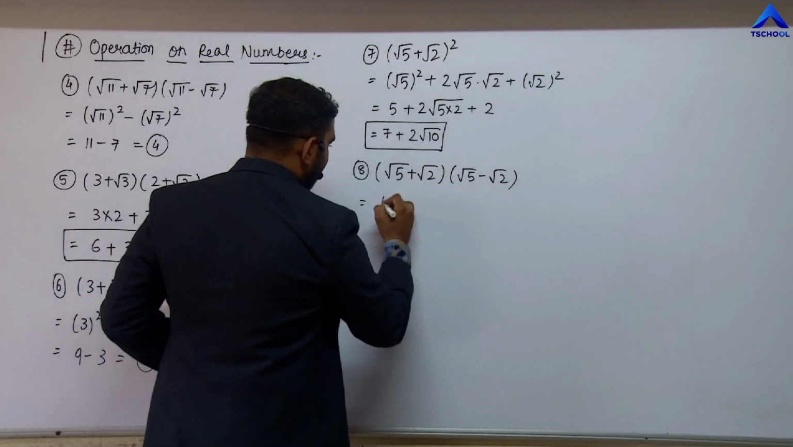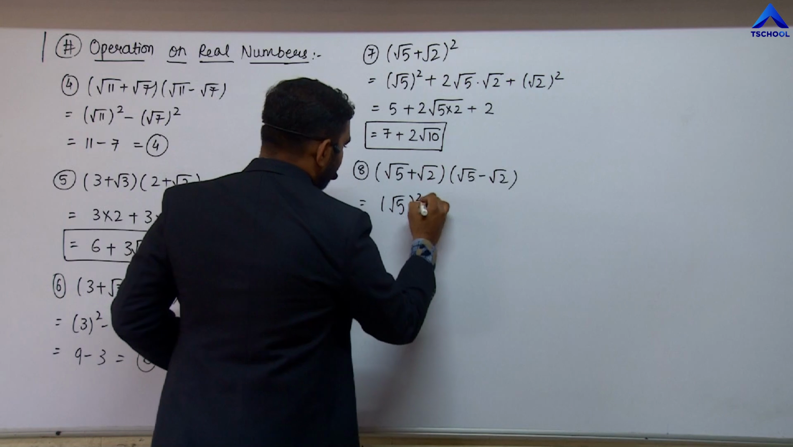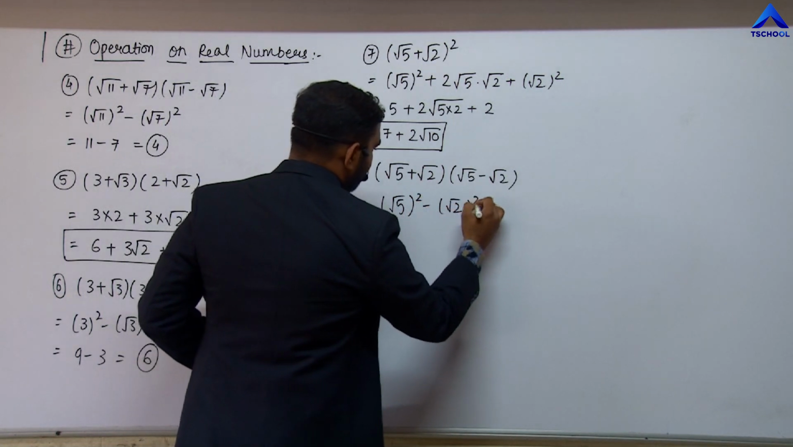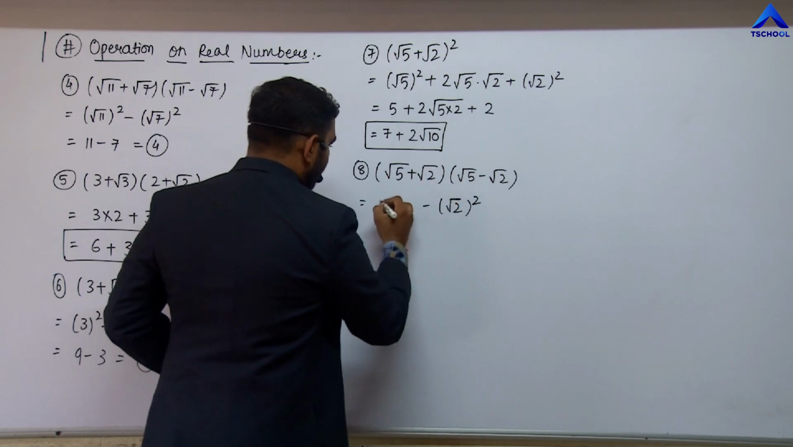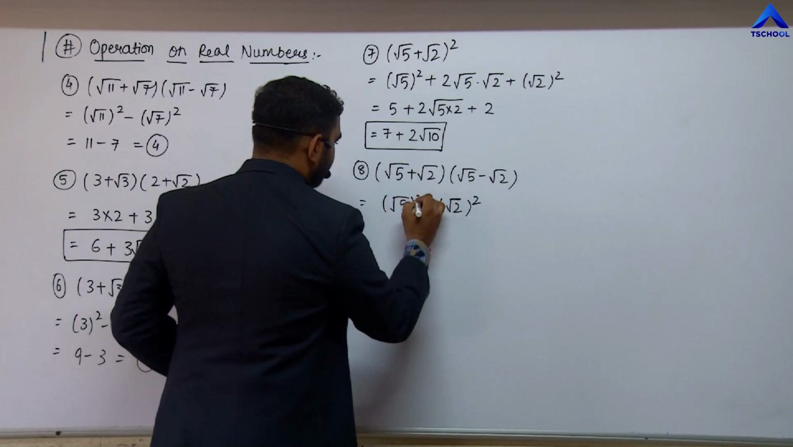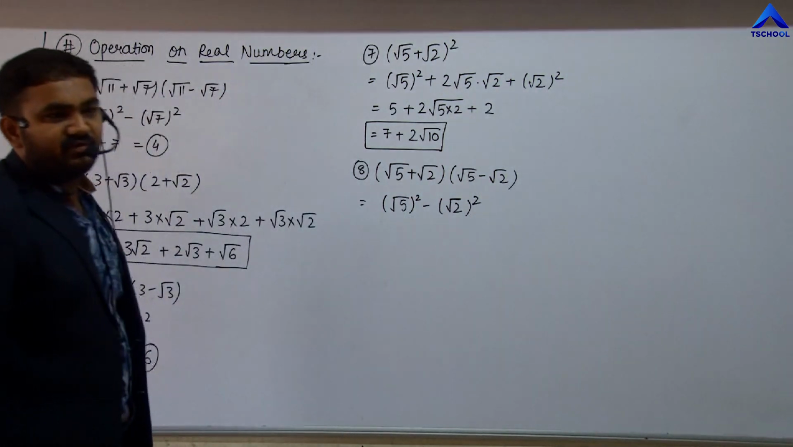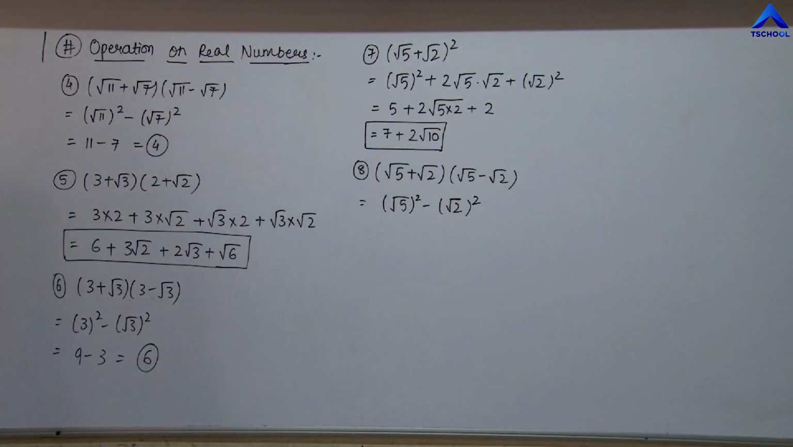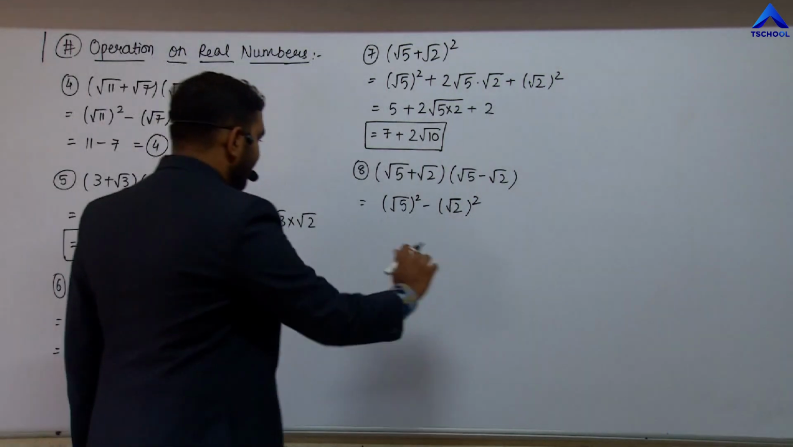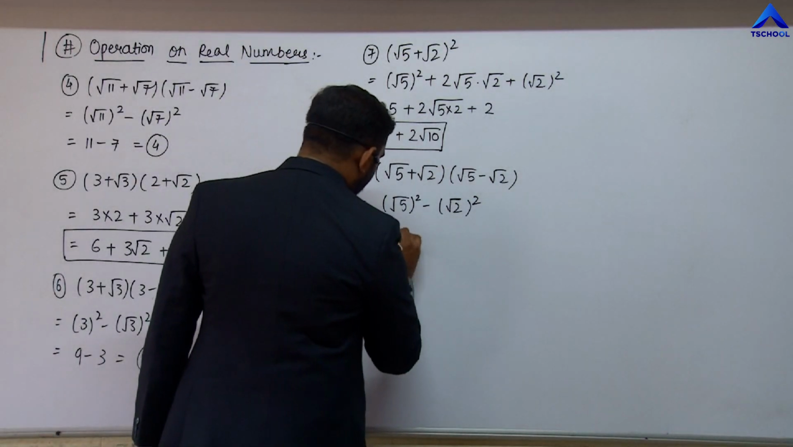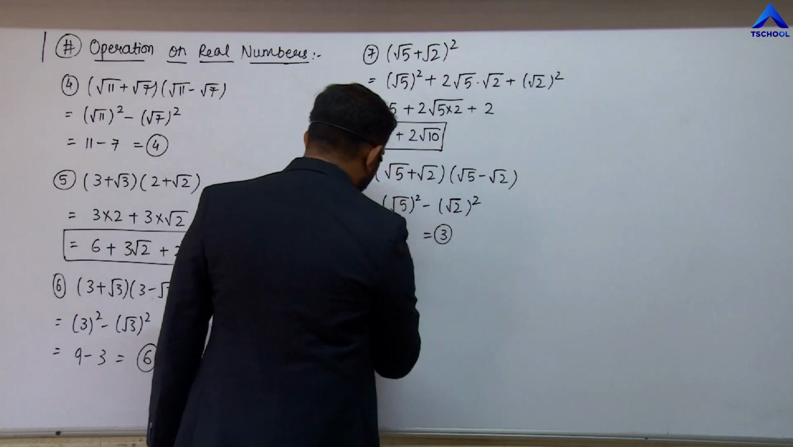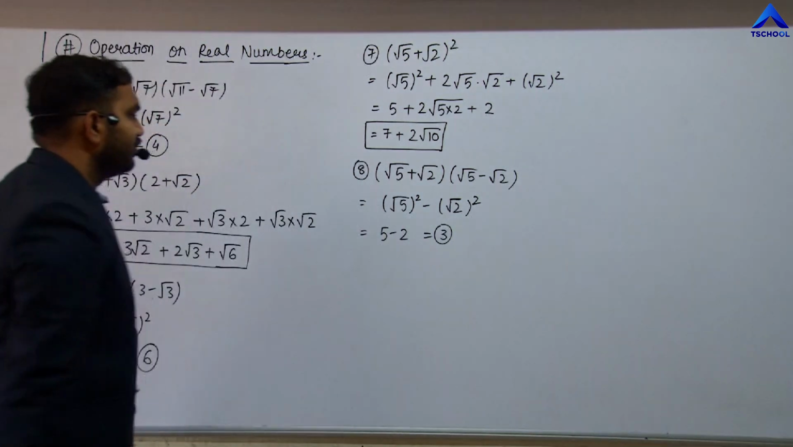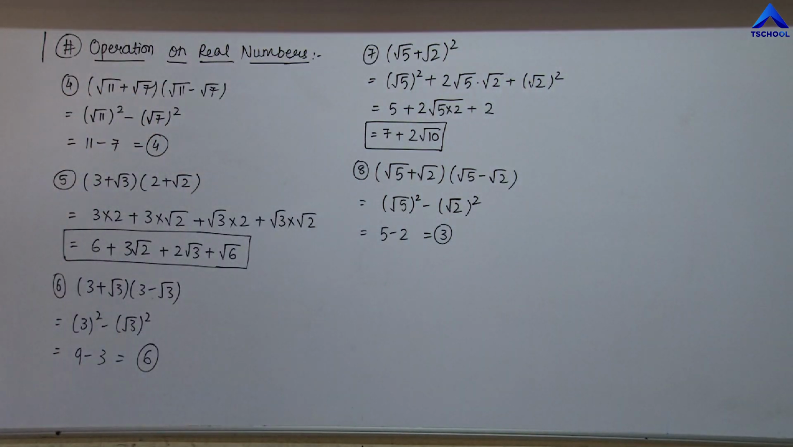Simply here you can write it like root 5 whole square minus root 2 whole square, right? Because that is the third property, that is square root of a plus square root of b into square root of a minus square root of b. So that is root 5 square is equals to 5 minus root 2 square is equals to 2, which is equals to 3, right? So the answer to this question, root 5 plus root 2 into root 5 minus root 2 is equals to 3. Is it clear, friends?